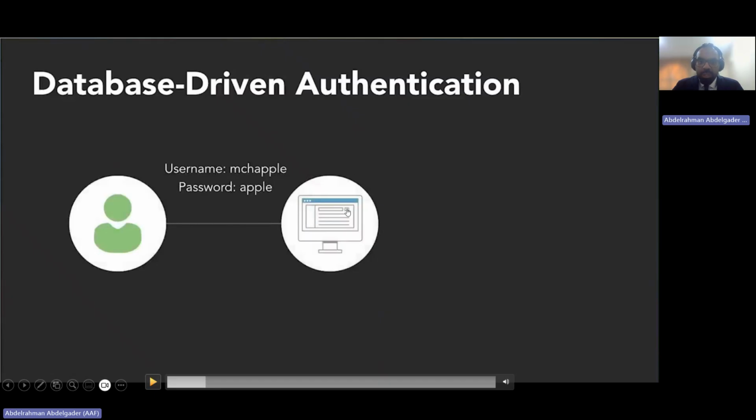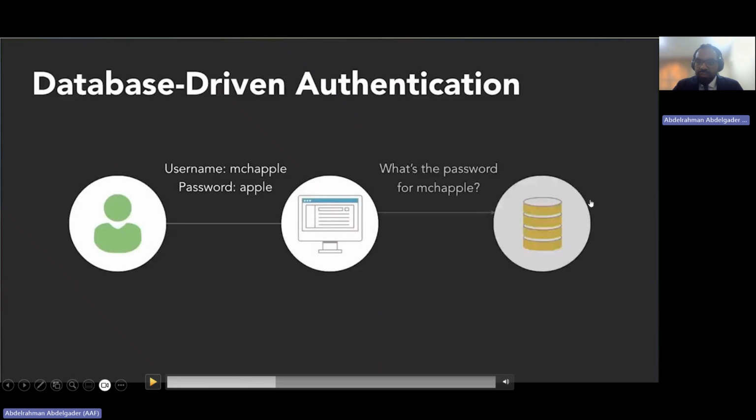How will the web application know whether those credentials are correct or not? That is usually done by communicating with some sort of repository. We call it the database server. That repository is going to be queried, or we are going to simply ask that repository to check: do we have a user with that username? And if so, what is the password we store for that certain user?